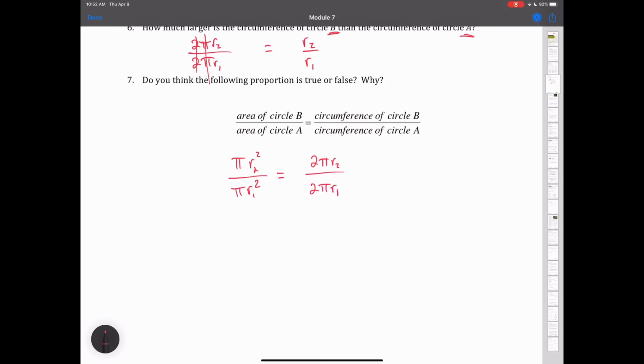So what they're asking is, are these things equal to each other? When we simplify the left side, pi divided by pi is 1. Simplify the right side, 2 divided by 2 is 1, pi divided by pi is 1. And we're left with r2 squared over r1 squared. Is that equal to R2 over R1? That's what we're really looking at. As you can see, we can't just cancel these squares off, because the opposite operation of squaring is square rooting, and that is not the same as canceling from a numerator to a denominator. So we cannot just eliminate those. That actually means that this statement is not true.